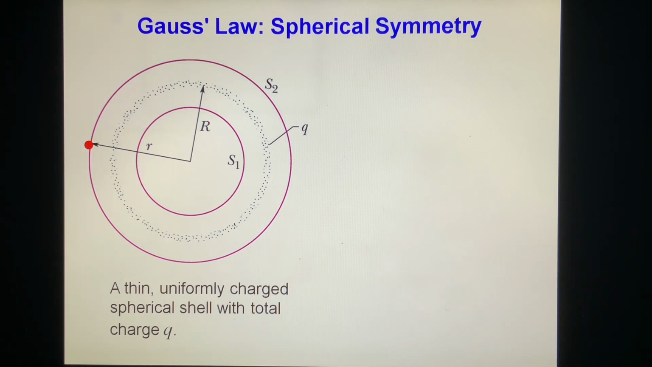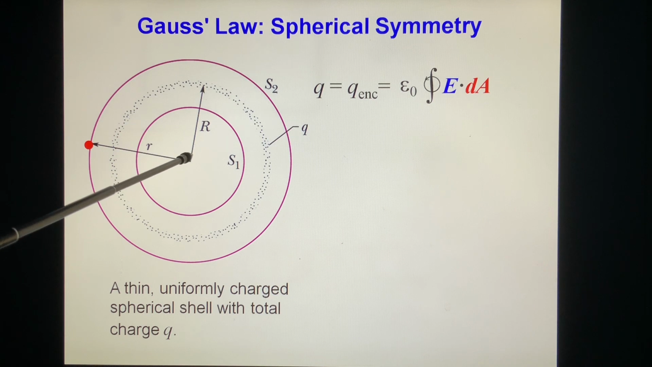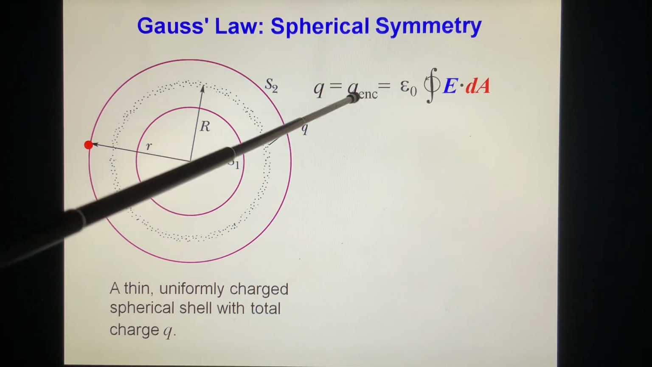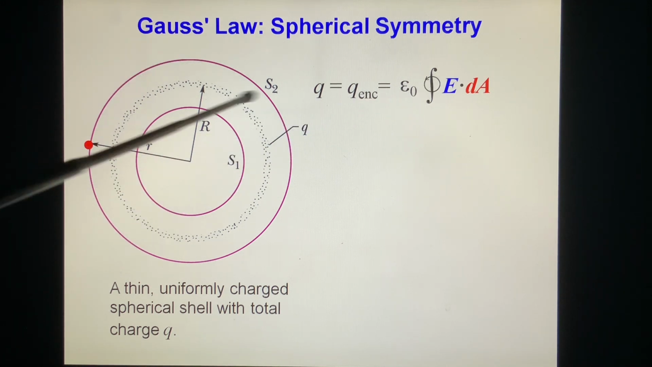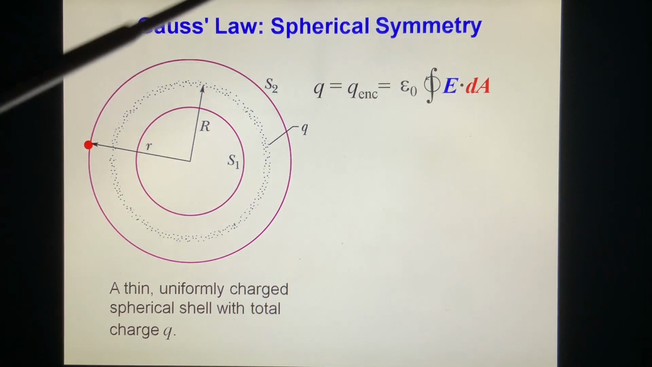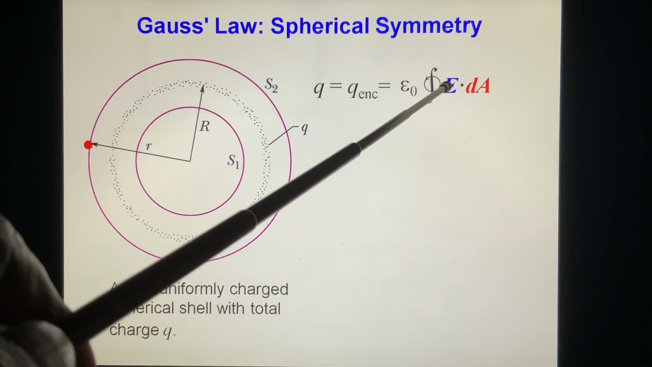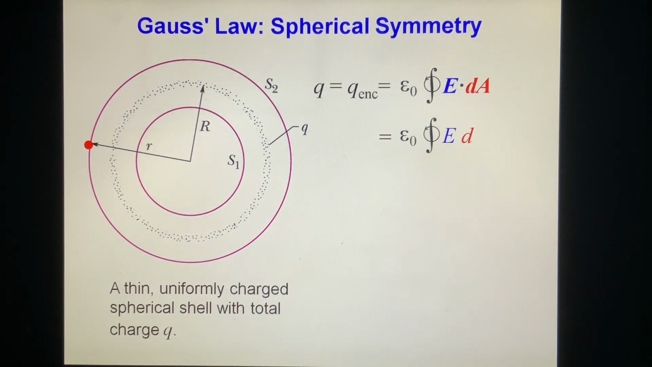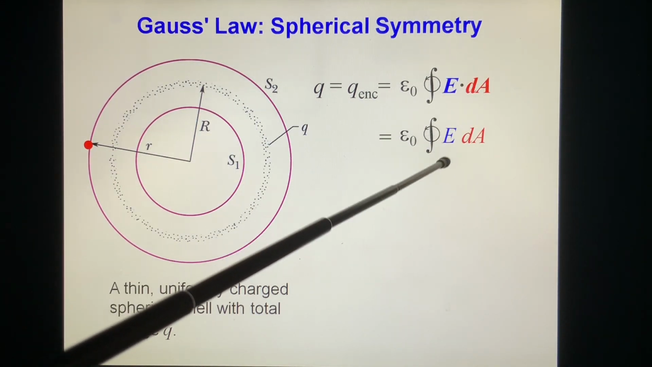So what we do, we make a Gaussian surface as a sphere with its center overlapping with this sphere. That's very simple. This is the total charge, that's Q. And E, by symmetry, is along the radius, and dA is along the radius. So E dot dA becomes E dA.